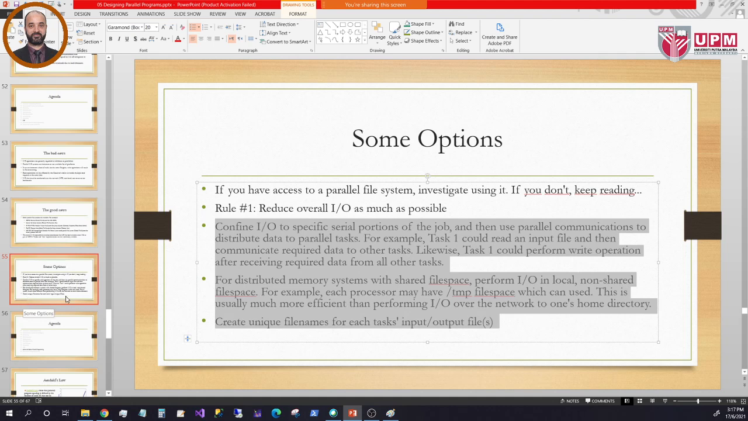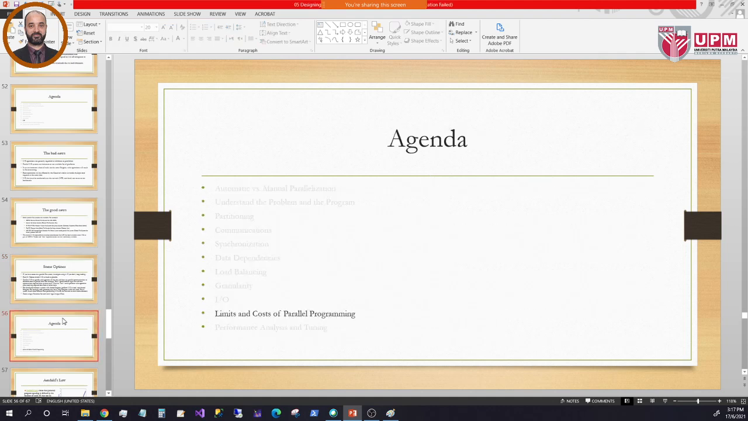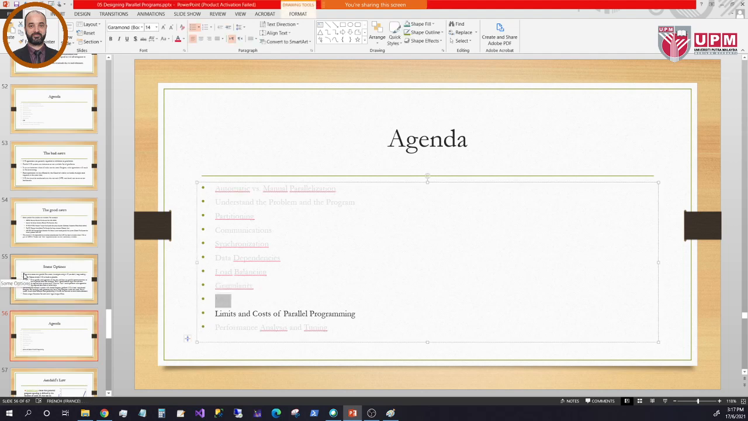Now we came to the limits and costs of parallel programming. Before we start with this, does anyone have a question about the I/O?